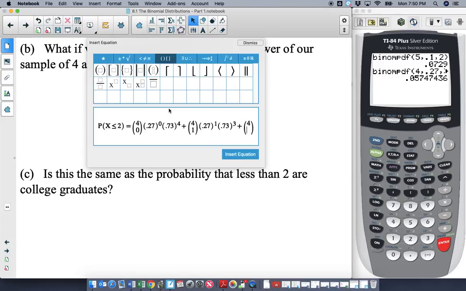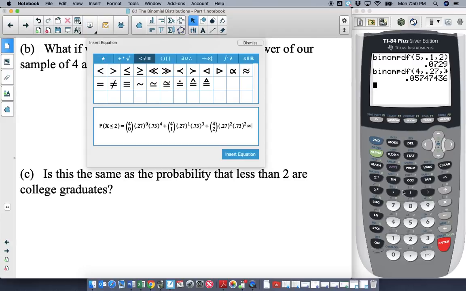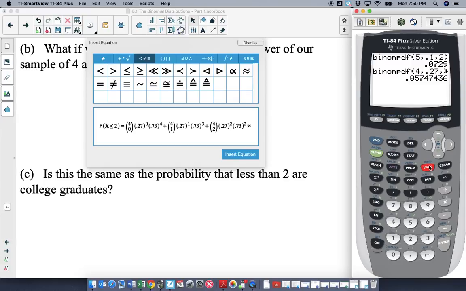plus one more, my 4 choose 2 times 0.27 to the 2nd power times 0.73 to the 2nd power, 4 minus 2, which comes out to be, then I can go to my calculator. So this time I'm going to go into my second vars and pick my binomial CDF.